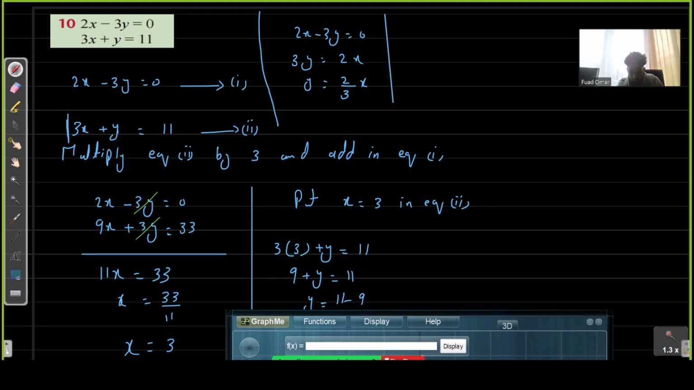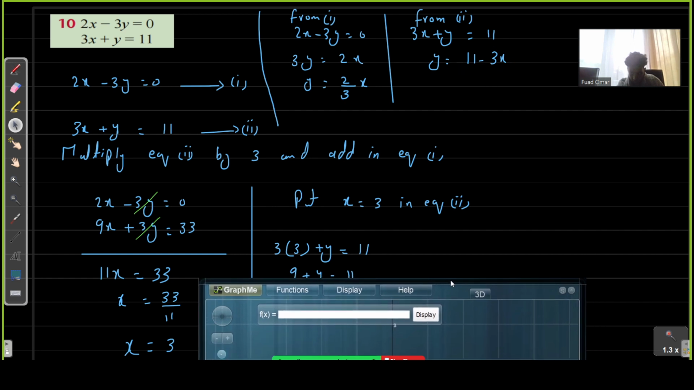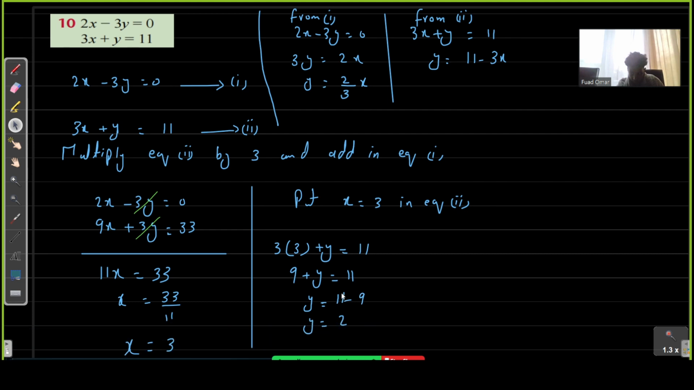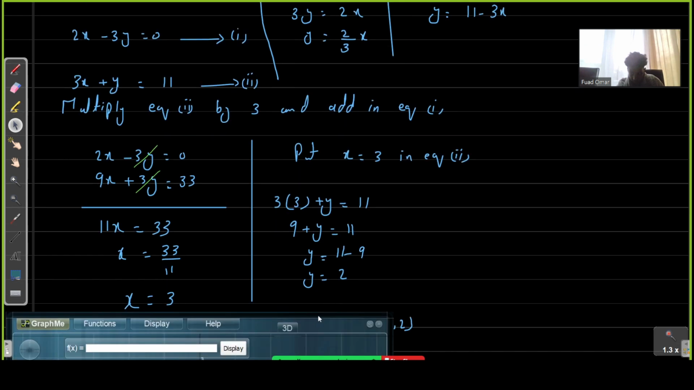And for the second, I can convert this. I just need to take 3x on the right side of the equation. It will be into the explicit function. 3x plus y is equal to 11. So y is equal to 11 minus 3x. So I can use these two equations in the graph function to show you whether they are touching each other at the point 3, 2 or not.